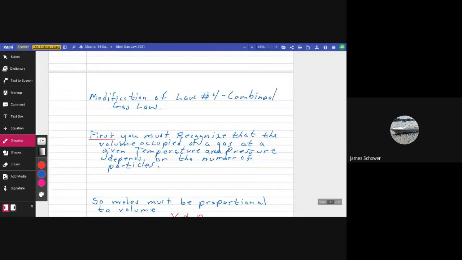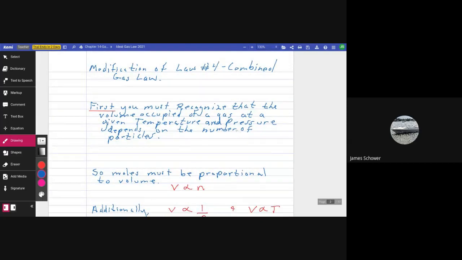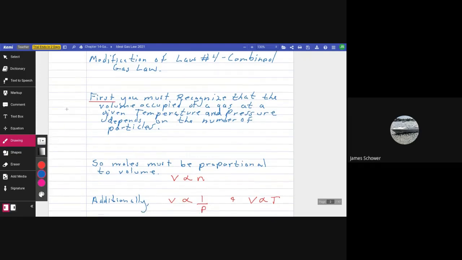Now, let's look at the modification of law number 4, the combined gas law. Just remember the combined gas law is P times V over T set equal to itself at the second set of variables. First, you must recognize that the volume occupied by a gas at a given temperature and pressure depends on the number of particles present. Therefore, moles must be proportional to volume. So moles and volume are proportional.